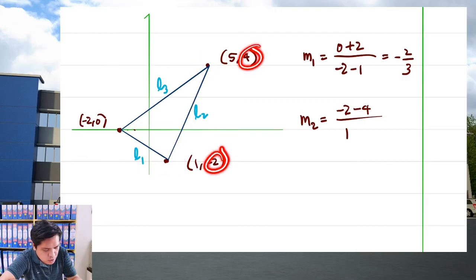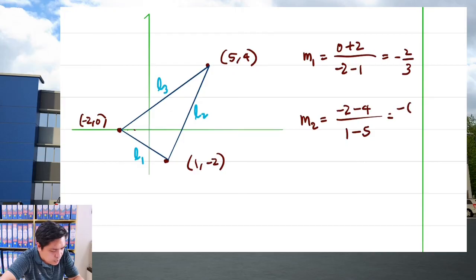This minus this over this minus this. Okay, you can do that. So, that's 1 minus 5. So, that would be negative 6 over negative 4. Or the slope of line 2 is positive 3 halves.